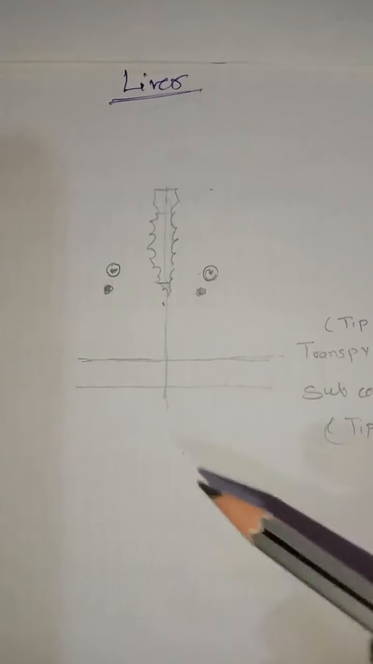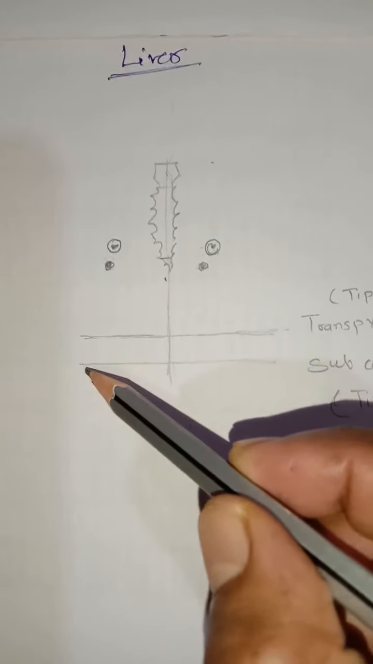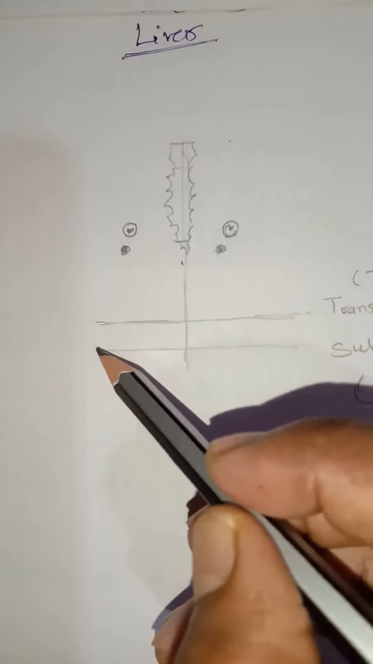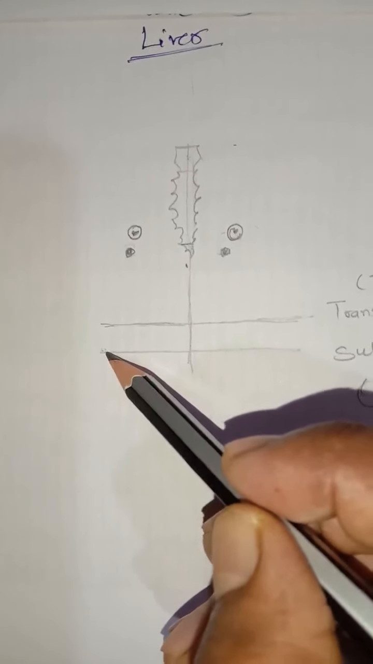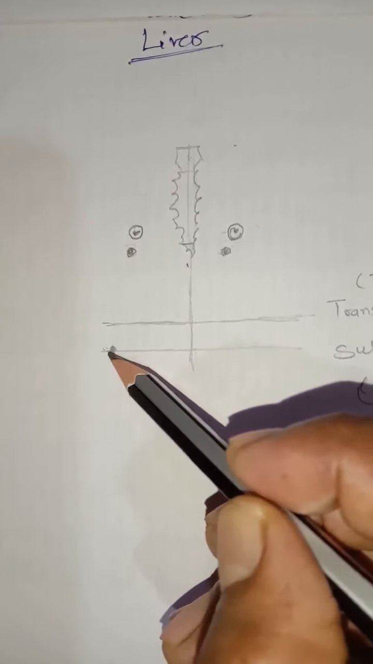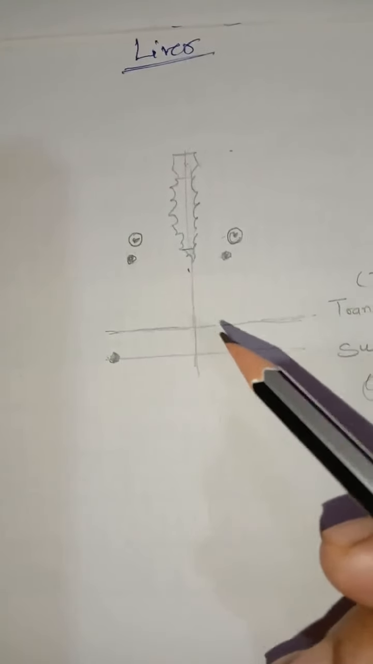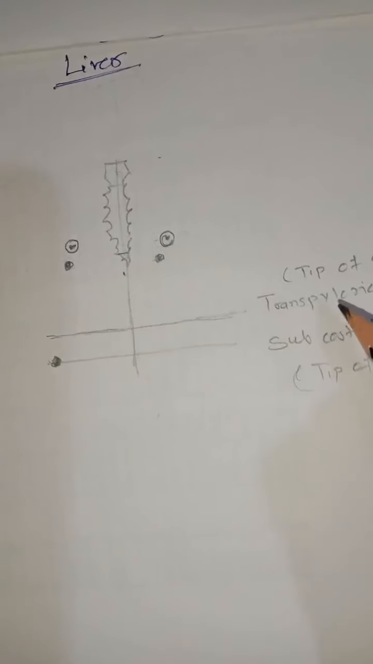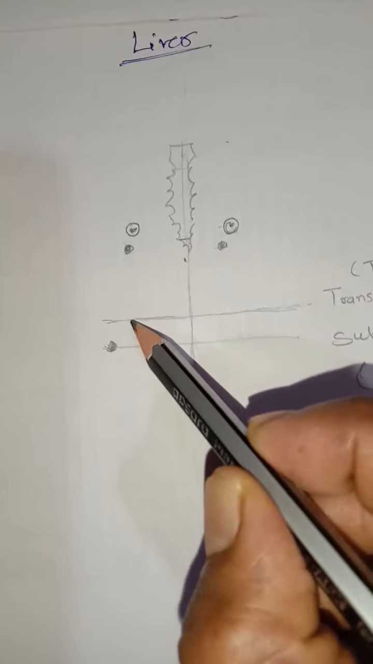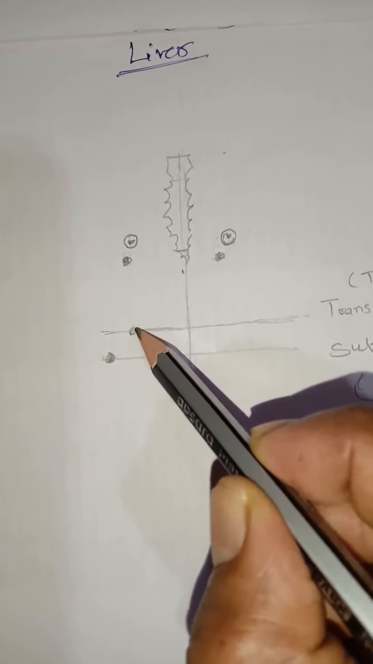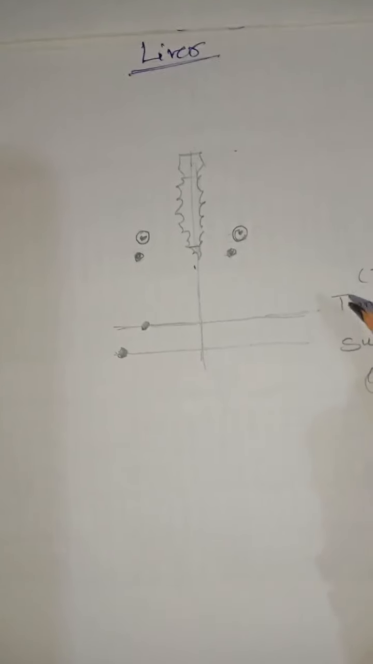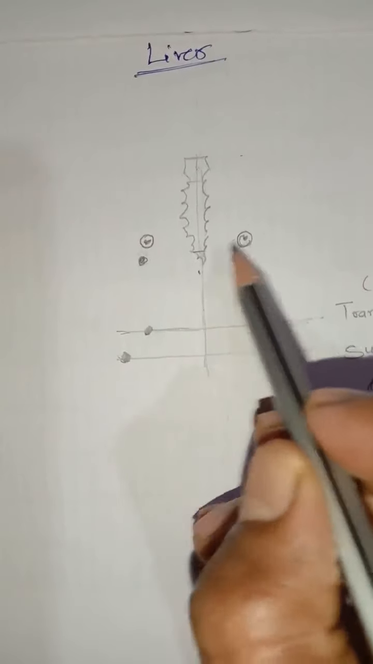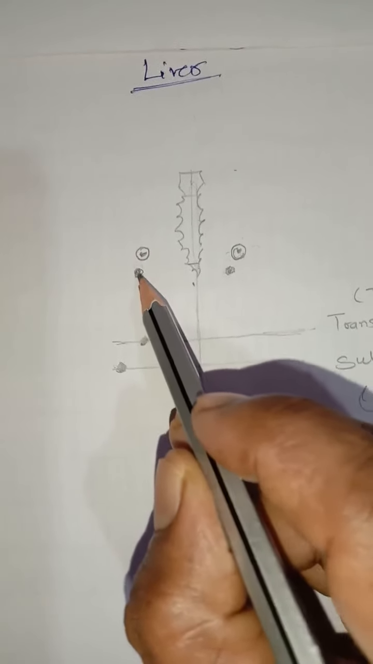Then the third point is taken at the tip of the 10th rib, on the right side on the subcostal plane. So here is the third point. Then the fourth point should be taken at the tip of the 9th rib, on the transpyloric line. So here is the fourth point. Then join the first and the second point. So this is the first point, and that is the second point.